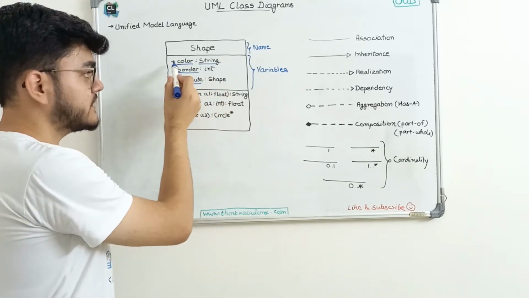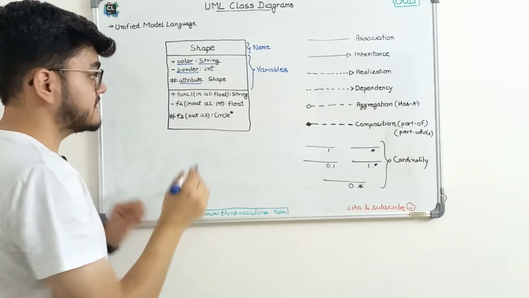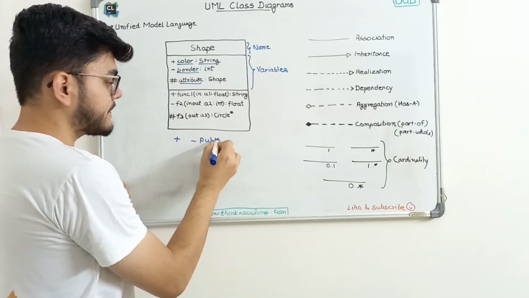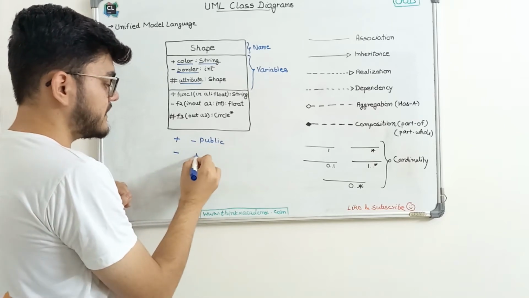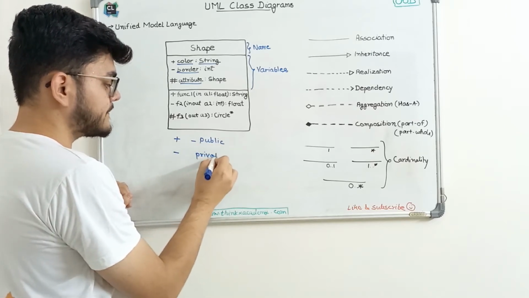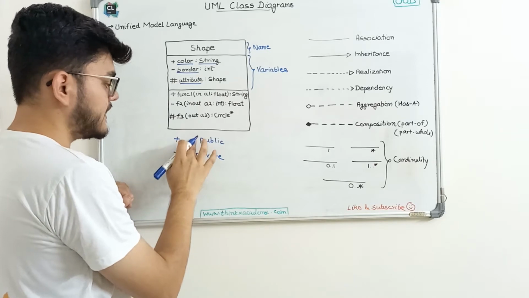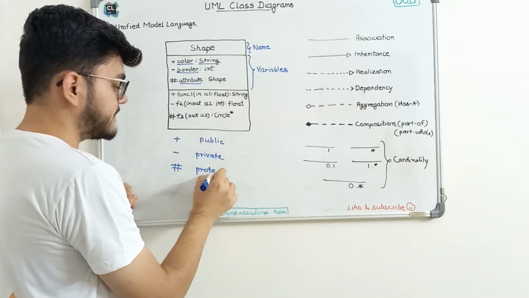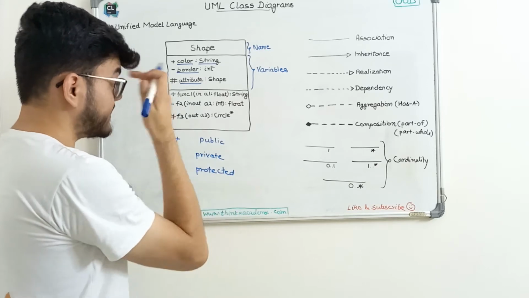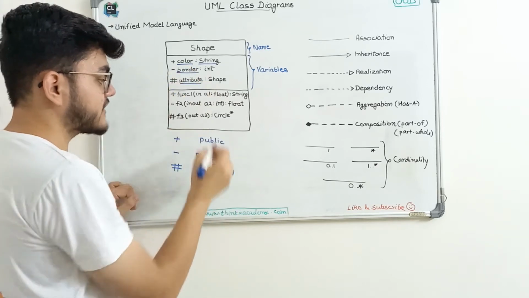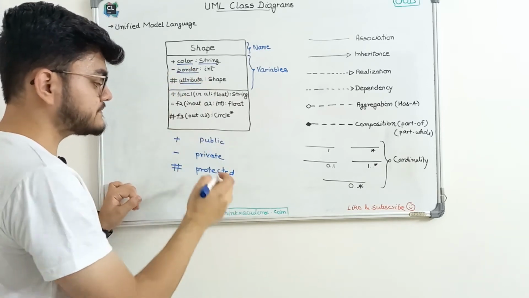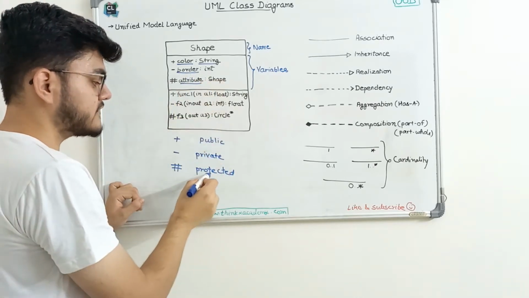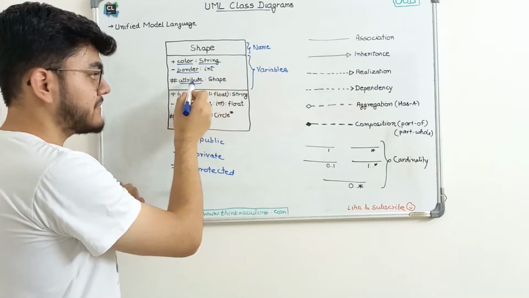Now you can observe there are three symbols here which represent something. The plus symbol represents that it is a public member. The minus symbol represents that it is a private member, right? The last one, the hash symbol, represents that it is a protected member. So color is a public member, so it is actually public string color. The border is a private member, so private int border. The last one is protected, so protected Shape attribute.